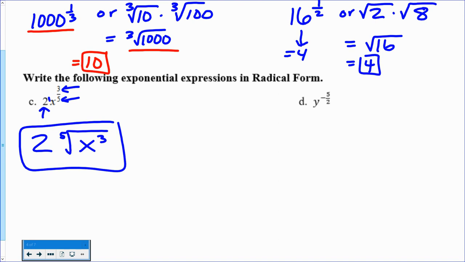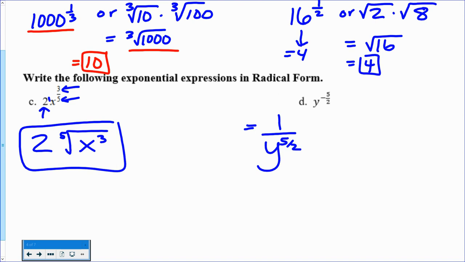Letter D here. So one more thing we'll have to do with this one. We have a negative power, so we will still need to use positive exponents. So I'm going to rewrite this with positive exponents. So I use my reciprocal, and I put 5/2 as a positive exponent.